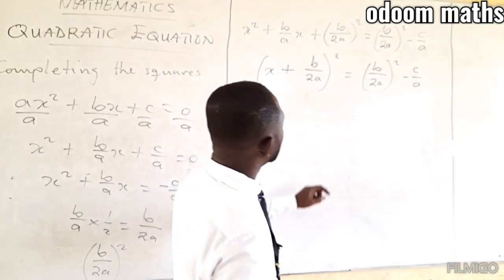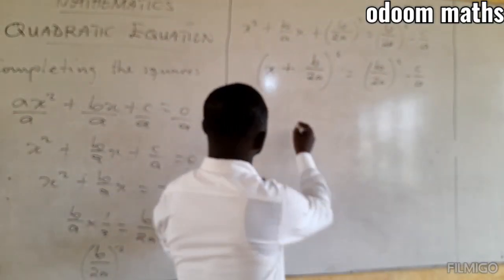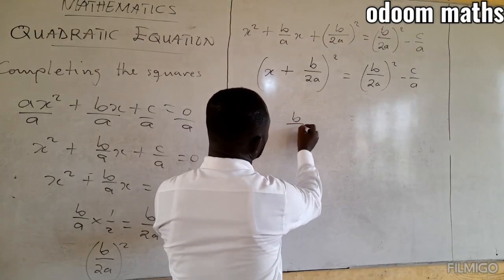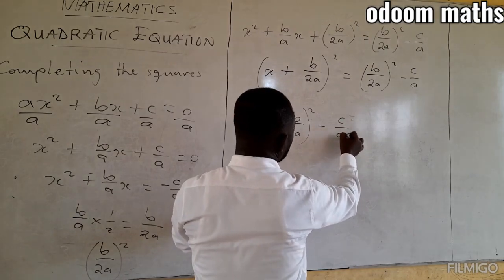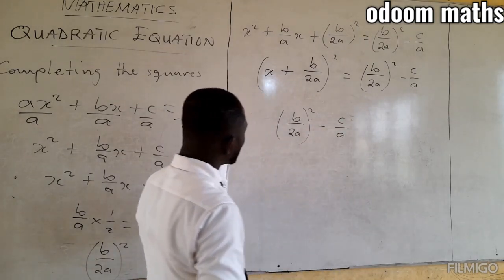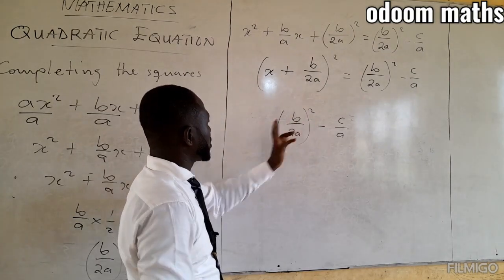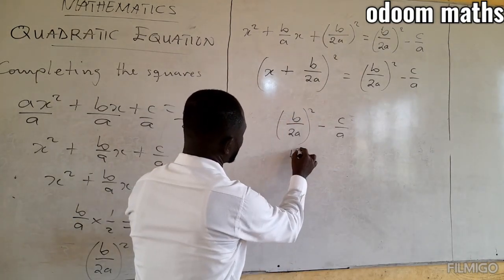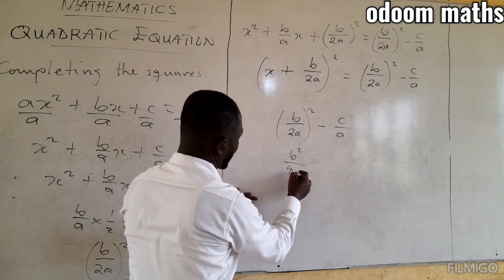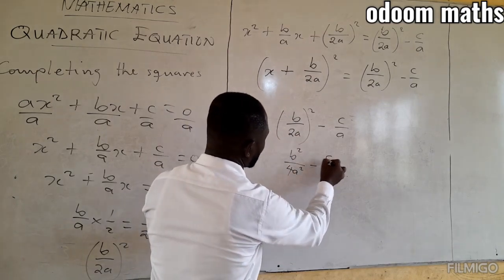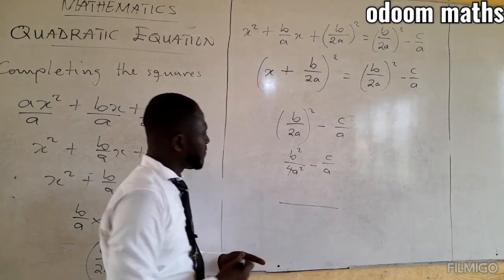Okay, so let me take this one and then simplify it. Now, b over 2a squared minus c over a. Okay, so I am going to remove the square here, and just put the squares on them. So this is going to be b squared over 2 squared, and a squared becomes 4a squared, minus c over a. Okay, so let's look at simplifying this.